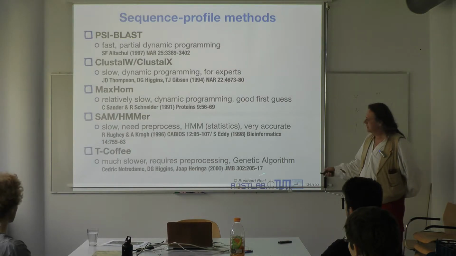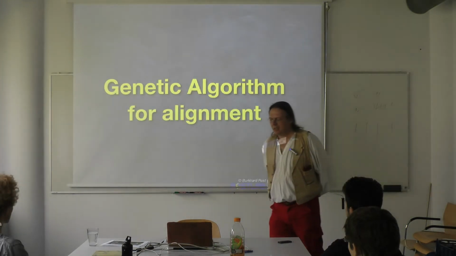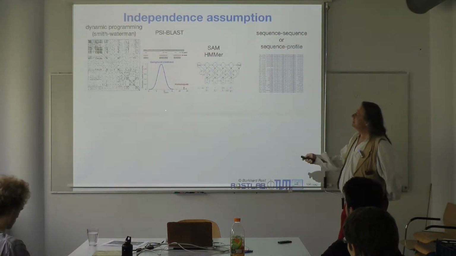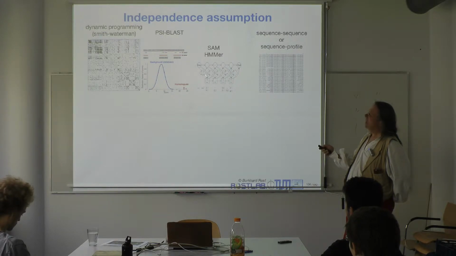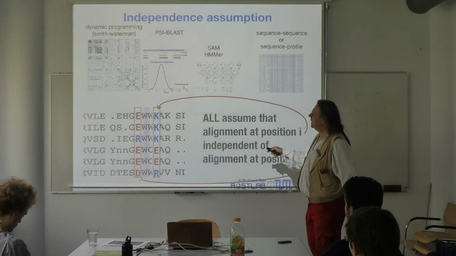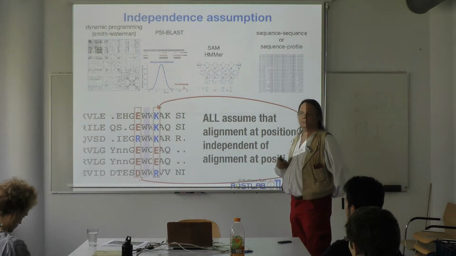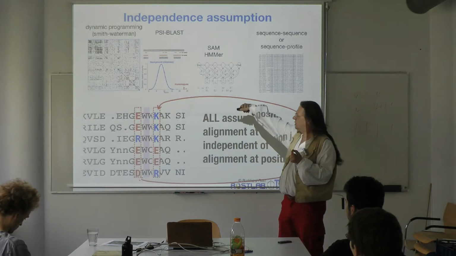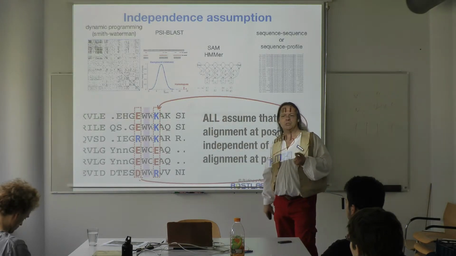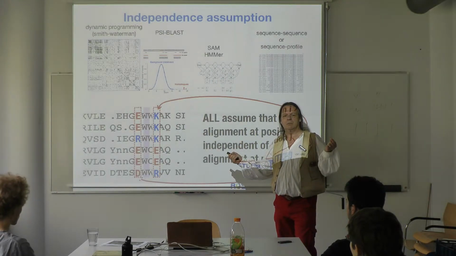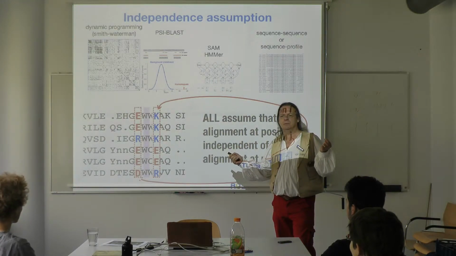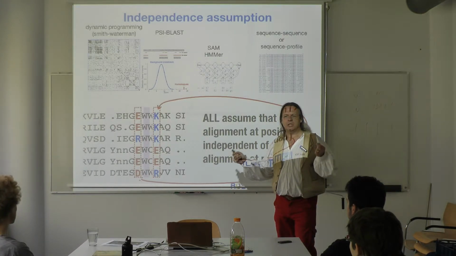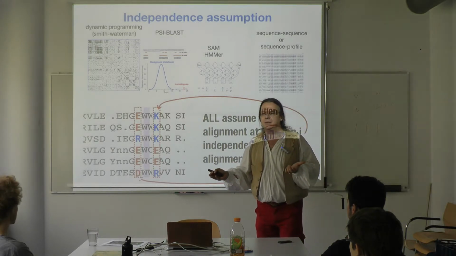Now we can think about something new, genetic algorithm. And the one thing that all the methods I talked about, dynamic programming, PsyBlast, SAM, they all agree on is one point. They completely ignore the dependence of column I and J. So they assume that what you align at position J is completely independent of what you had aligned at position I. Is that biologically correct? Why not?